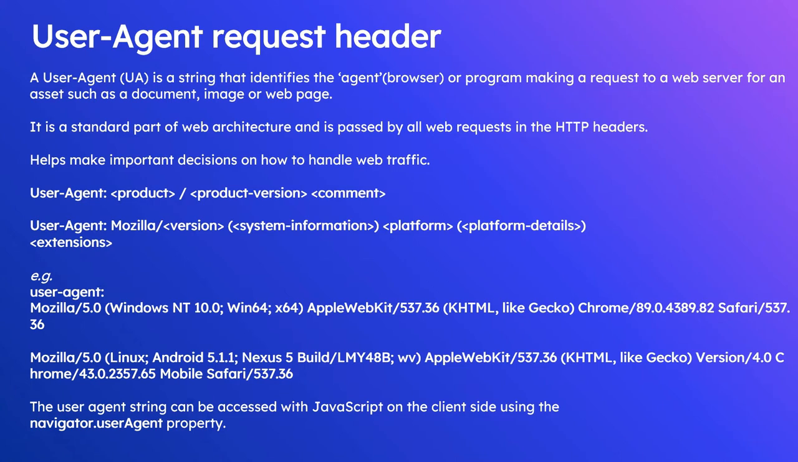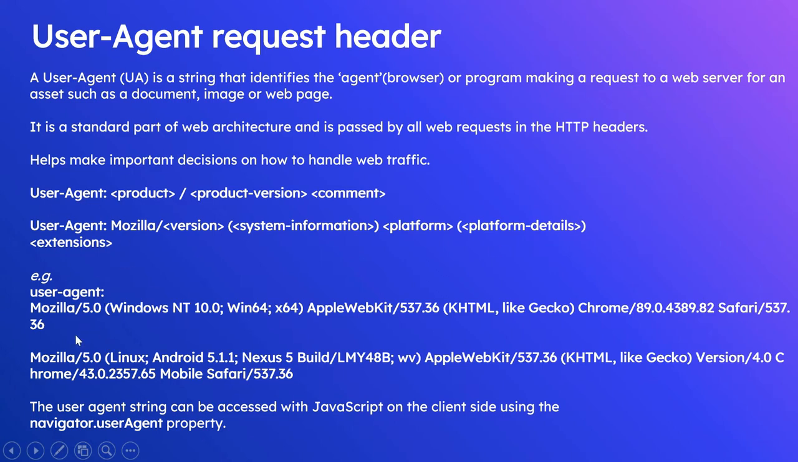This is part of the standard web architecture. The request header is passed by all the web requests to the web server. The user agent information helps to make important decisions on how to handle the incoming traffic. This is the common syntax for the user agent header: product version, then comment. This is more for web browsers: user agent, Mozilla, then version, system information, platform details, then extension details.